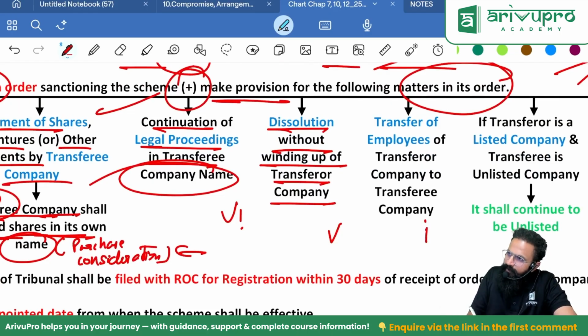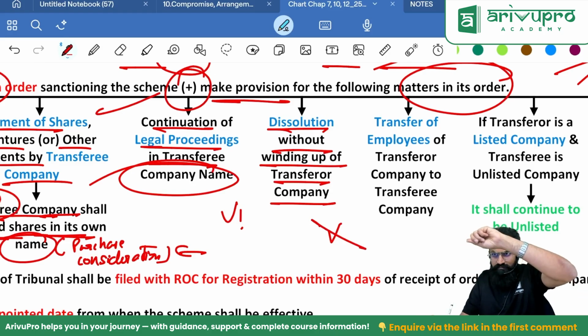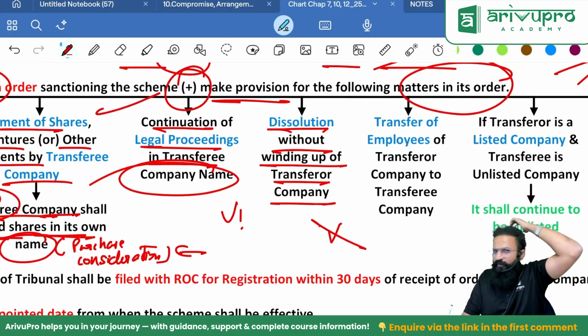Okay, Vodafone Idea. The transferor company will get dissolved without applying for winding up. What do you mean by that? They'll cease to exist, sir. So Vodafone will cease to exist. That is only called as without winding up. Understood, all of you? Dissolution without winding up means what?